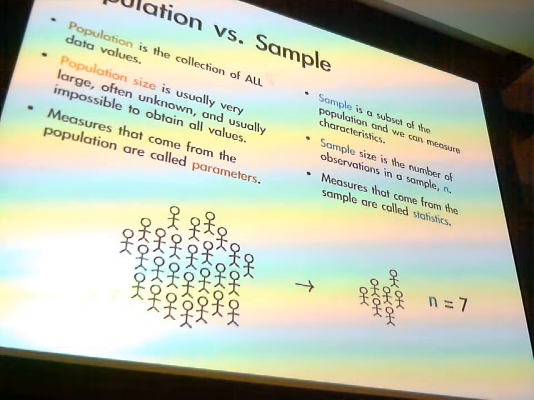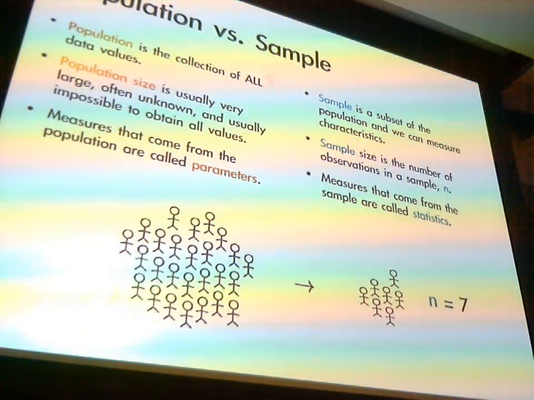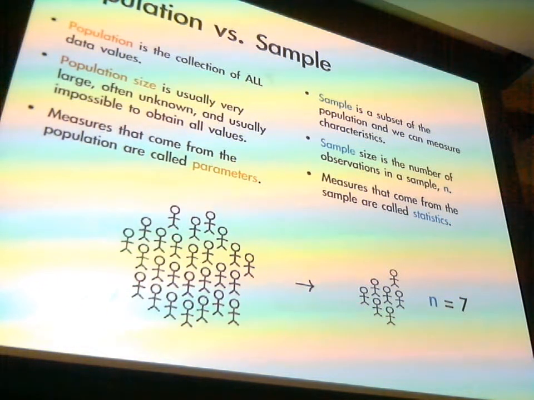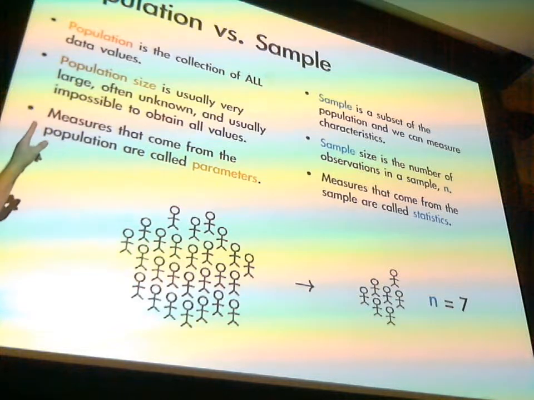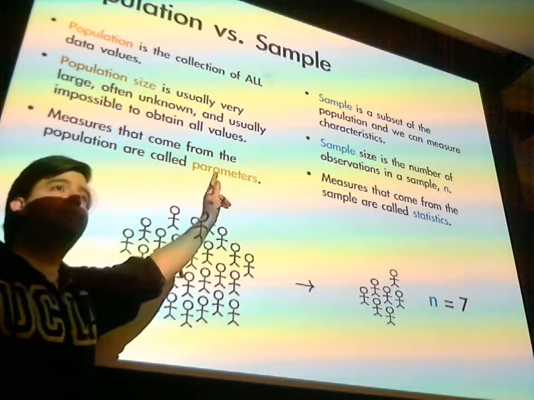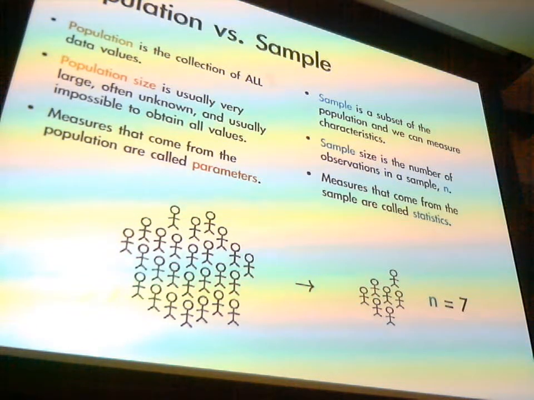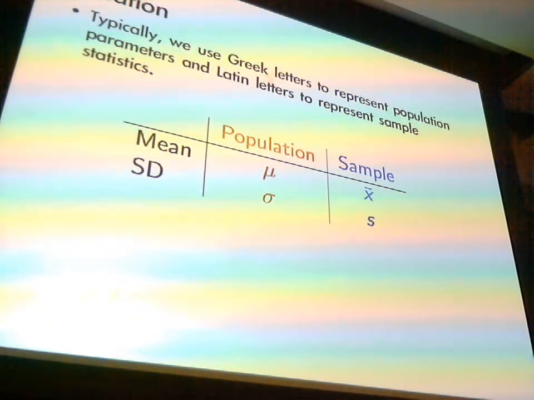So here's a population. I take some of those people. That's my sample. We're going to continue using n to mean my sample size. Remember, parameters relate to populations. They both start with p. Statistics come from samples. They both start with s. And we use statistics to estimate parameters.